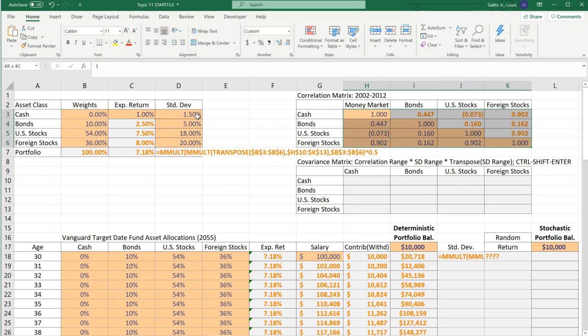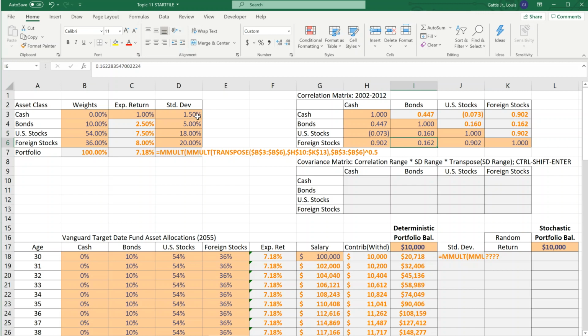Here are some data that I collected for correlations. So you can see the correlation matrix. The correlation between an asset and itself is always going to be 1. So you can see stocks and stocks is 1, and so on. I have the correlation between, say, money market. Actually, both of these could say cash here. The correlation between bonds and cash is about 0.45. Based on a data set that I have, the correlation between cash and the US stock market is negative 0.073, and so on. So this gives you some correlations.